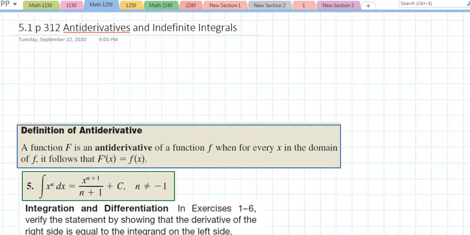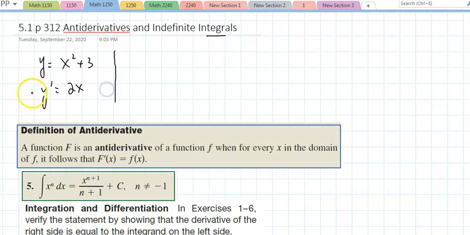Section 5.1 is on page 312, talks about antiderivatives and indefinite integrals. Chapter 5 altogether uses antiderivatives, or specifically integration, to solve problems. So if I told you that y equals x squared plus 3, and I want to take a derivative of that, that would be 2x.